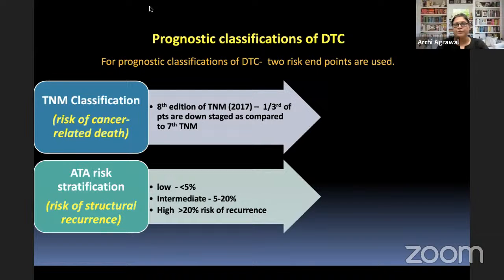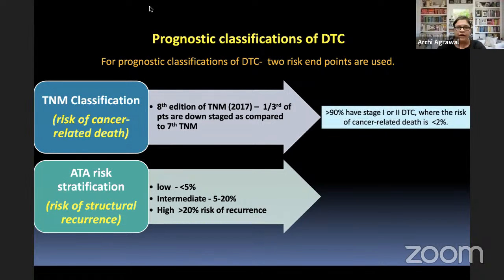So if we look at the prognostic classifications of DTC, there are two. One is based on the TNM classification. The other is based on ATA risk stratification. Now, when we are looking at TNM classification, it looks at the risk of cancer-related death. So more than 90% of the patients will have stage 1, stage 2 disease, and the cancer-related death is very low, less than 2% of the patients will have cancer-related death because of thyroid cancer.